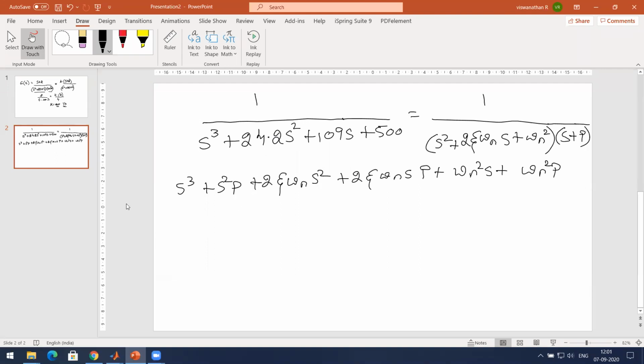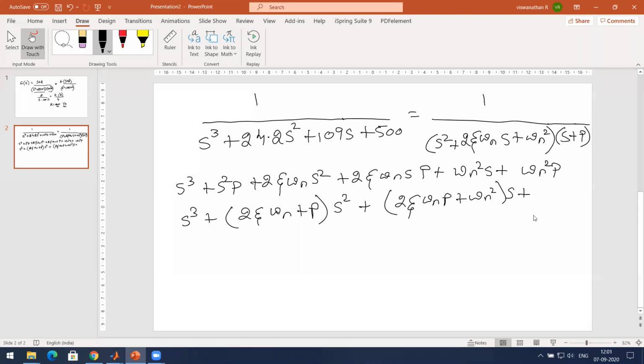What do you mean by equate? Before that, I'll write this as s cube plus (2 zeta omega n plus p) s square, I'm just collecting the terms, plus (2 zeta omega n p plus omega n square) s plus, what is the term left, omega n square p.